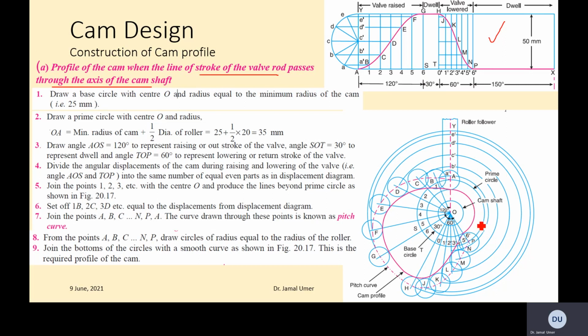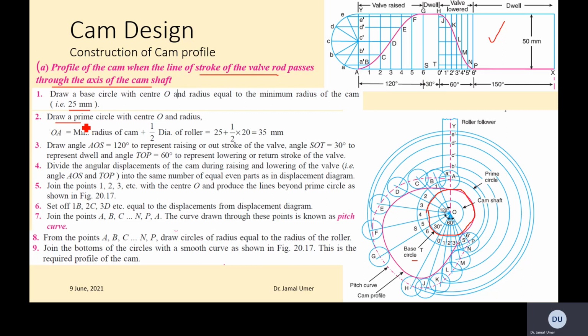One, we have the base circle. So you see this line, this line is a base circle, right? So this is the base circle, that's the minimum radius which is already given. So base circle, which is 25 mm. So that's already given to you in the problem.